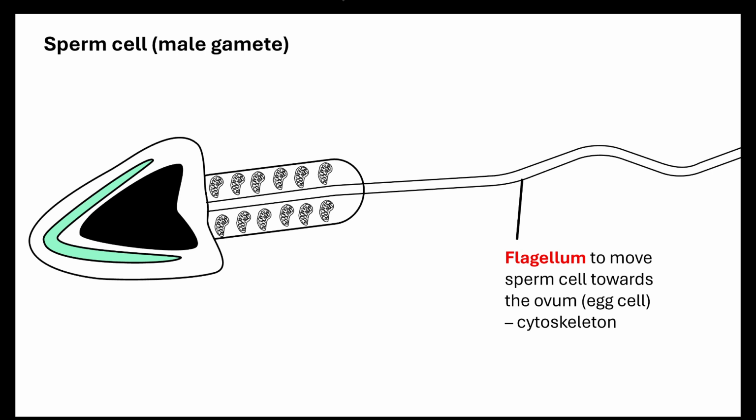So therefore, we need to remember our cytoskeleton. Our cytoskeleton is made up of our microfilaments, and they are therefore going to allow for this movement. And that also links to the structure, which is the 9+2 structure of the cytoskeleton, because we're looking at a eukaryotic organism.